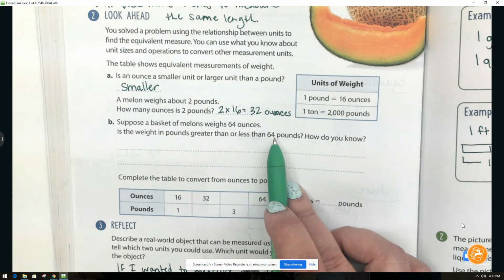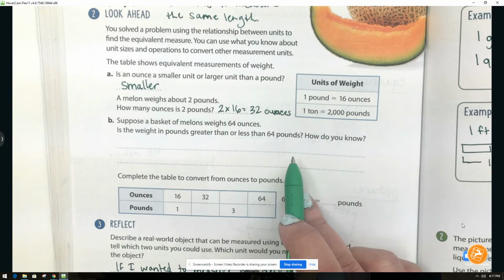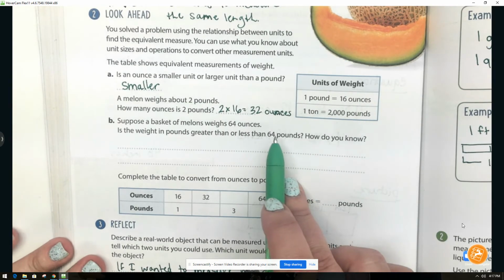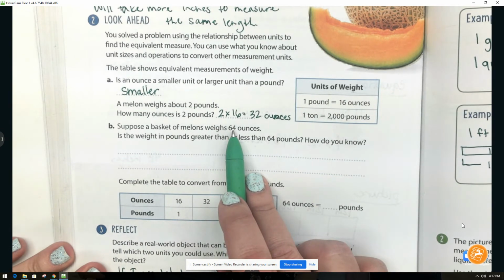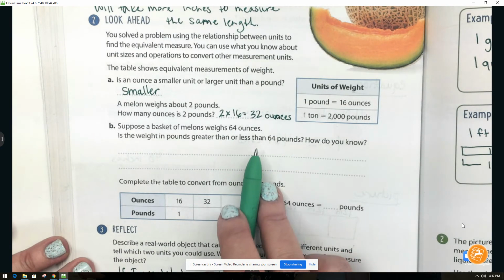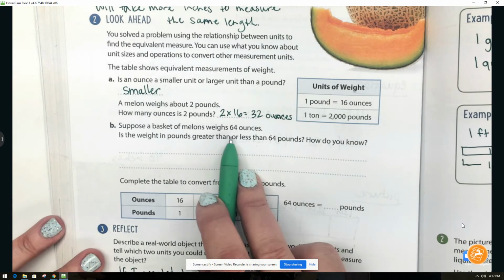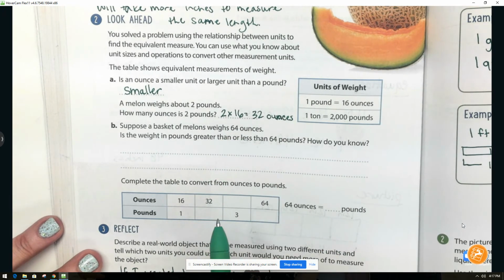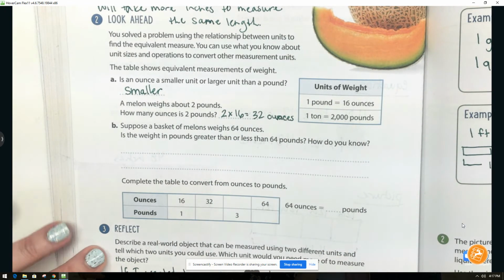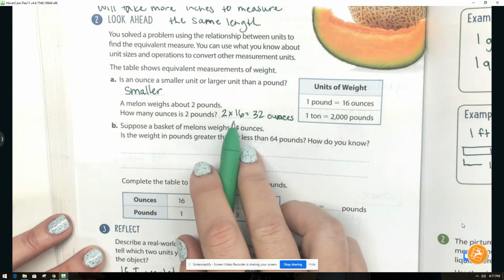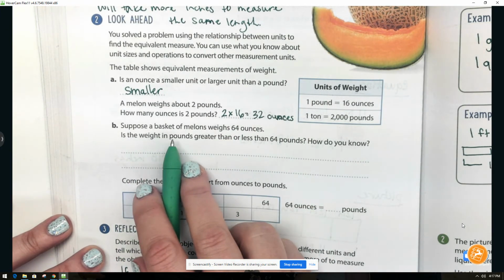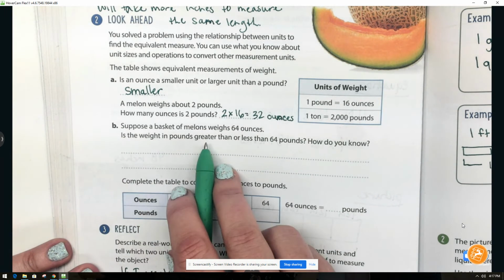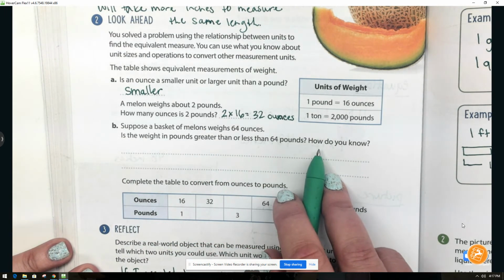64 pounds probably weighs about what most of you in 5th grade weigh. So 64 ounces is like, when you go to the grocery store and you get a 64-ounce soda. Well, you shouldn't be, but pretend like you were. Then a 64-ounce soda would be, those are fluid ounces, but the point is it's a much smaller amount. So is the weight in pounds greater than or less than 64 pounds?